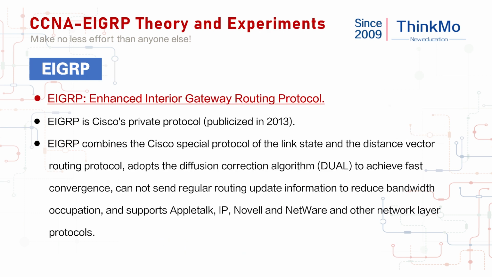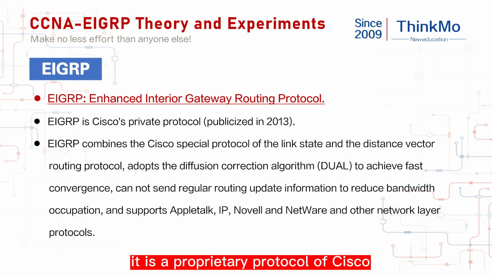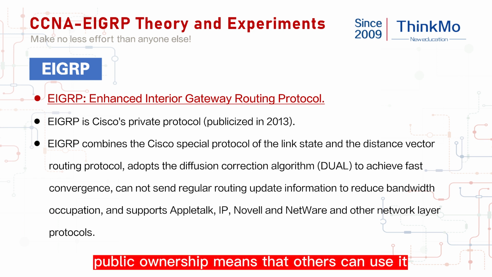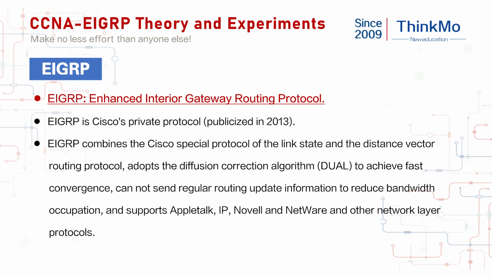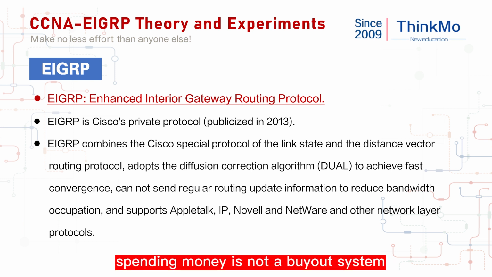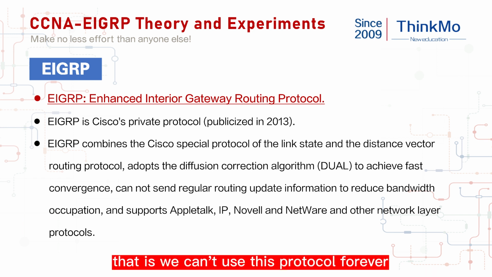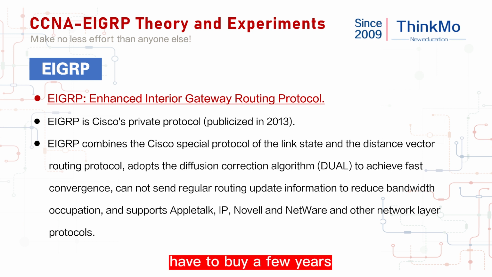EIGRP is not used much. It has a constraint: it is a proprietary protocol of Cisco. It was made public in 2013. Public means that others can use it, but it costs money to use. So we don't. This is one reason. Secondly, spending money is not a buyout system; it is a subscription. That is, we can't use this protocol forever. We have to buy a few years, equivalent to buying authorization. This protocol is excellent, but because it costs money, we don't use it.